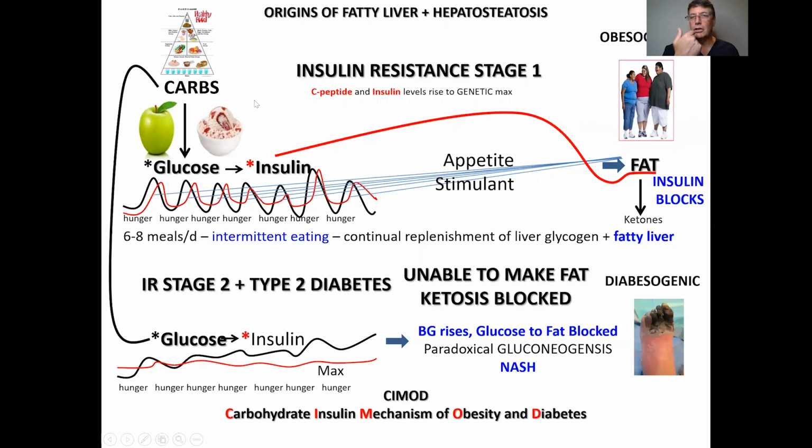ice cream, it doesn't matter how that sugar goes into the bloodstream. At first, what happens is after every meal, your blood sugar goes up, insulin gets released, blood sugar drops, and you get hungry. So now you're going from 1 or 2 meals a day to 6 to 8 meals a day. You're basically intermittent eating on a high carbohydrate diet. And to cope with that, your pancreas produces more and more insulin and C-peptide, which reaches the genetic maximum of insulin production. We call that insulin resistance stage 1.